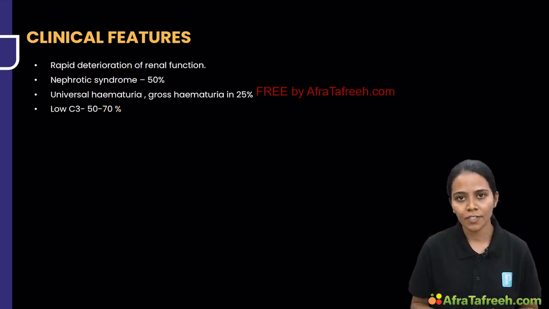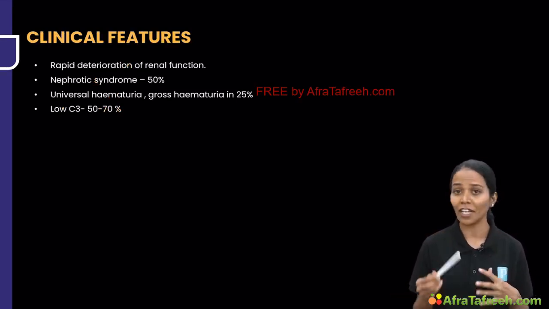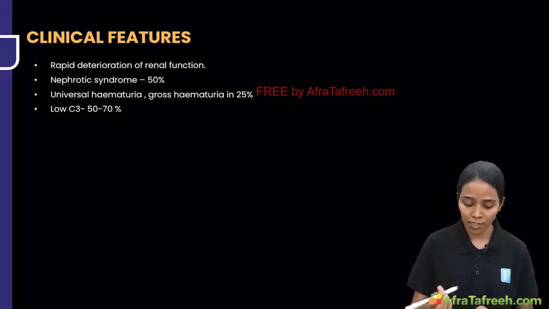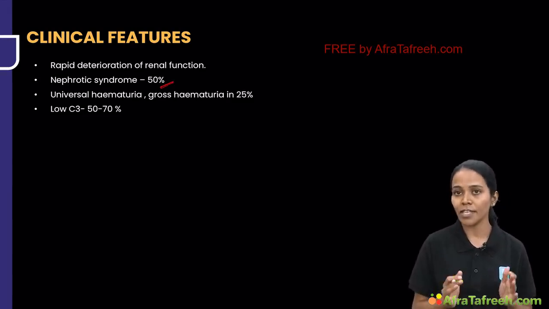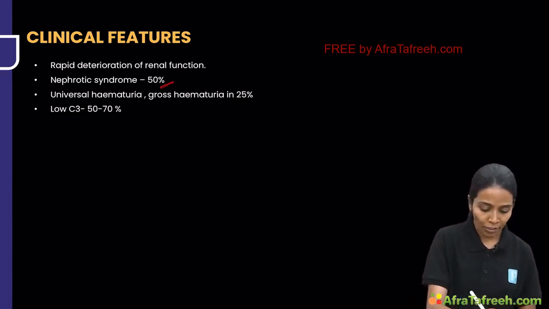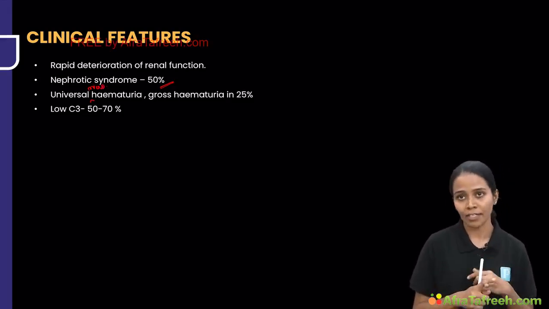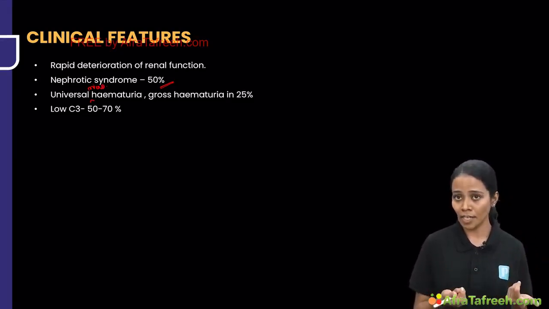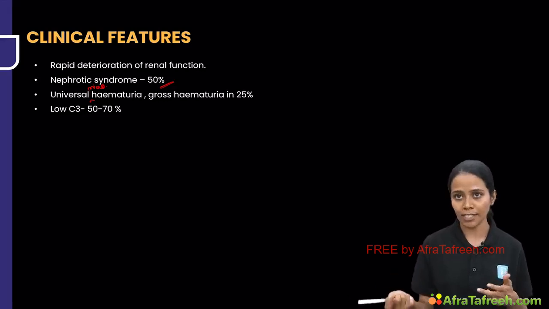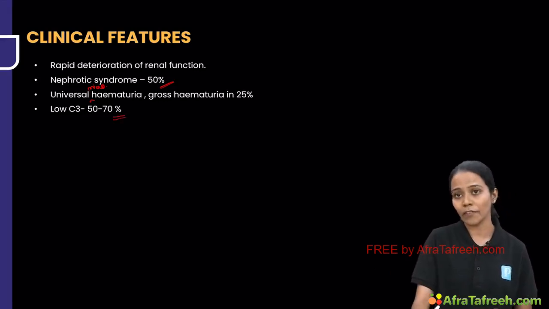So the clinical features in these patients are going to be rapid deterioration of renal function. So it's a very aggressive thing. Nephrotic syndrome is seen in 50% of patients. They are going to universally have microhematuria, and gross hematuria is seen in 25%. So 50% will have nephrotic syndrome with rapid decline in renal function. You can generally see diabetic patients with cellulitis suddenly becoming dialysis dependent. And low C3 is seen in 50 to 70% of patients.